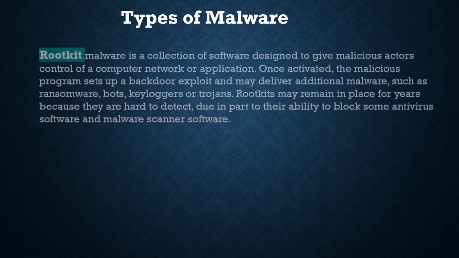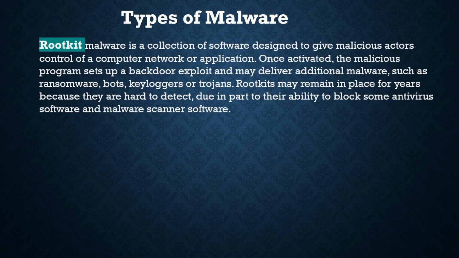Next is rootkit. A rootkit is a collection of software designed to give malicious actors control of a computer network or application. Once activated, the malicious program sets up a backdoor exploit and may deliver additional malware such as ransomware, bots, keyloggers, or trojans. Rootkits may remain in place for years because they are hard to detect, due in part to their ability to block some antivirus software and malware scanner software.